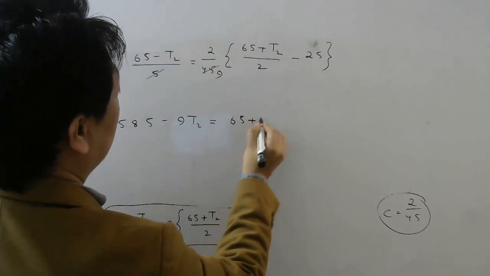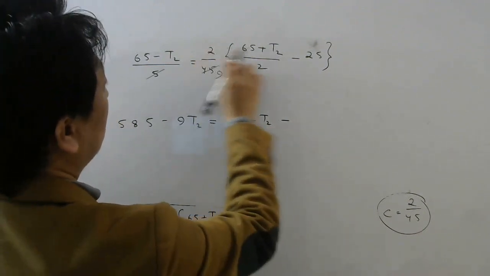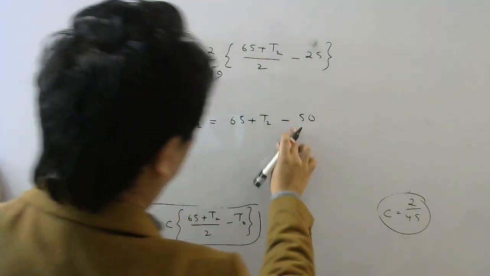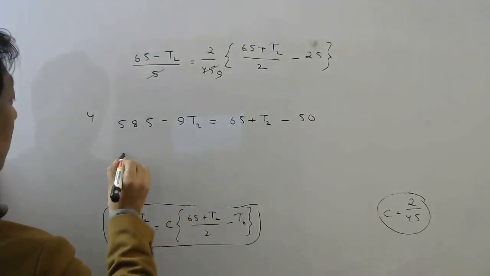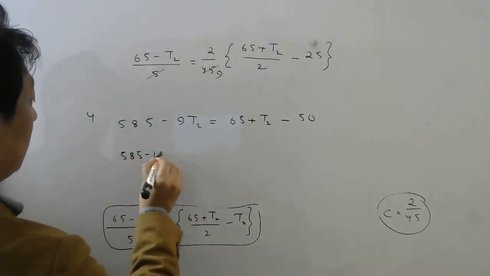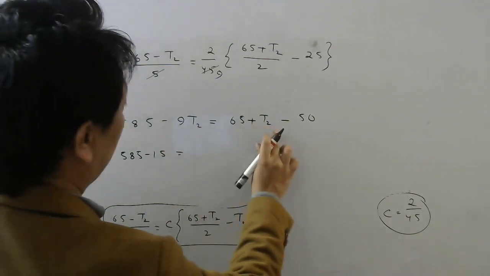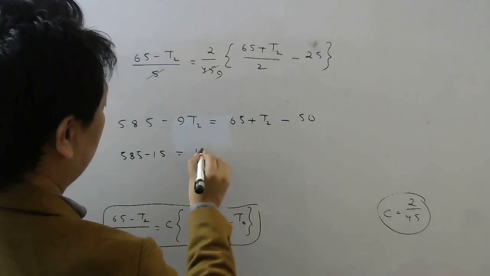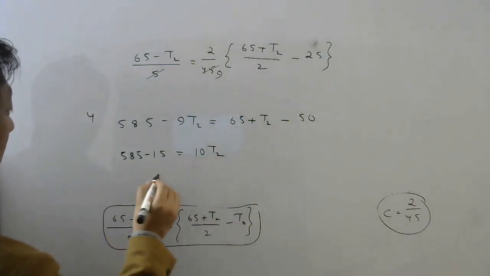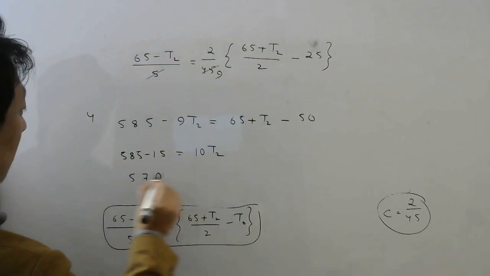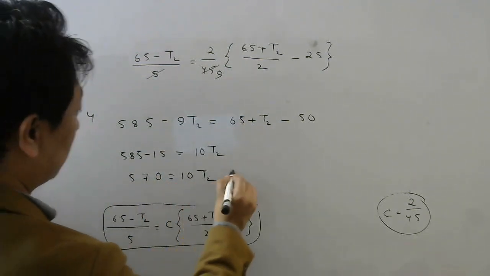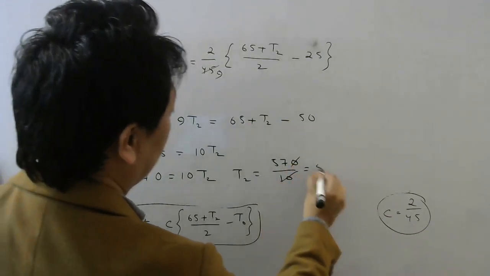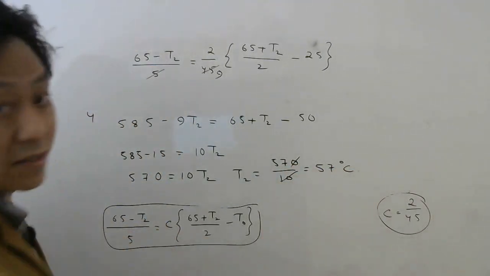So 65 plus T2 minus 2 into 25 will be 50. 65 minus 50 will be 15. That 15, let me bring this side. So 585 minus 15 and minus 9 T2, let me take this side. So minus 9 T2 will go here. With this T2 it will become 10 T2. Subtract this, you get 570 equal to 10 T2. So T2 will be 570 by 10. So you will get 57 degree Celsius, right?